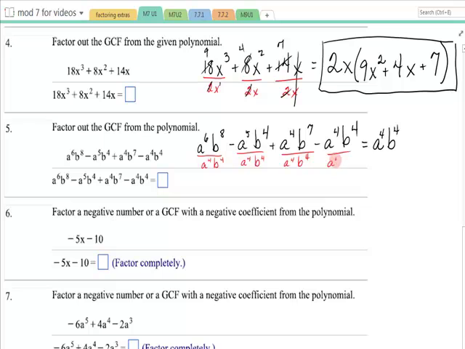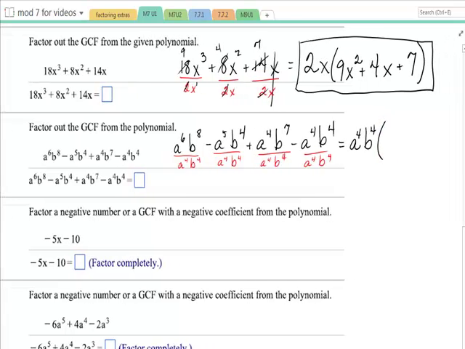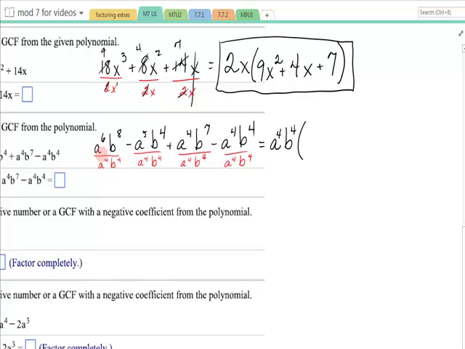So it takes a minute to write that all down. Some people don't need to write it down, and I'm going to scoot this over and hope that I have enough room. Okay, for the first one, using the quotient rule, a to the 6 minus 4 is a squared. b to the 8 minus 4 is b to the fourth. Minus a to the 5 minus 4 is a to the first. I'm not going to write the 1.